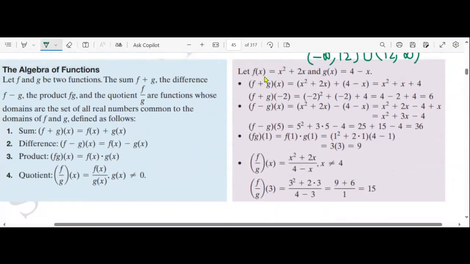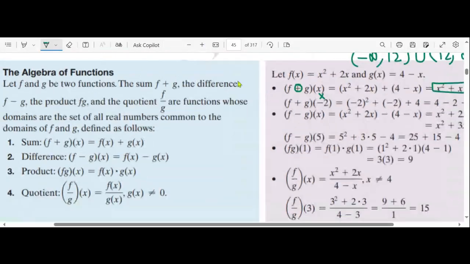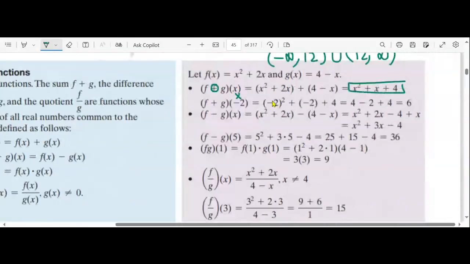He's giving you a function here. F of x equals x squared plus 2x, and another function, g of x equals 4 minus x. He said, add the two functions together. Do you see this sign here? It's addition. So you add them together and you get this result, x squared plus x plus 4. Now he said after you add this, replace x by how much? Minus 2. So I'm going to replace x by minus 2. And what's your final answer?